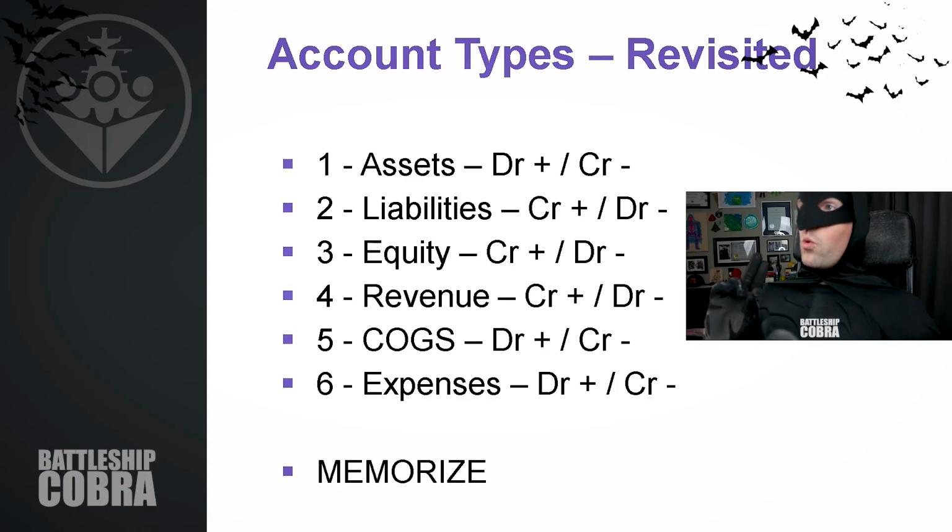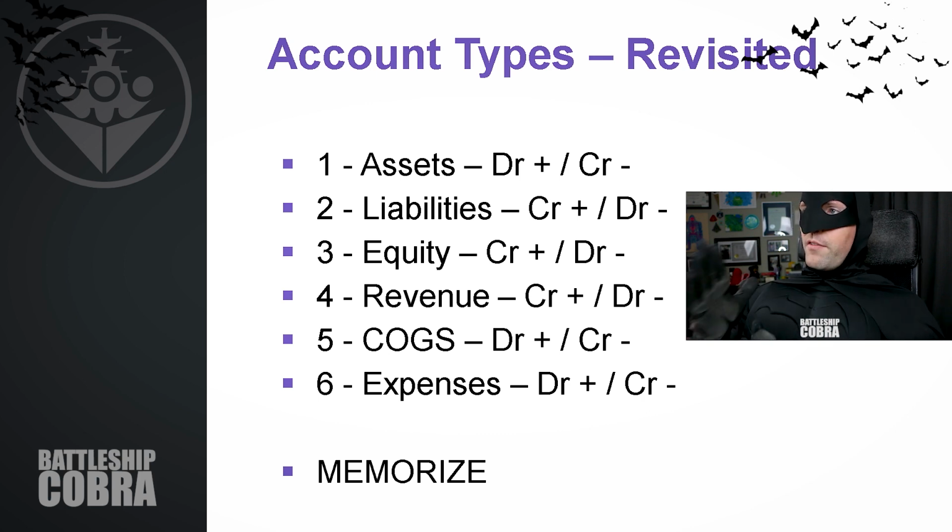Let's drill into this a bit more. Account types revisited. So we're seeing the same types of accounts with some expanded data here. I've added a little bit more information. So this is basically Accounting 100 broken down into one slide, effectively. There's no great way to learn this other than to really memorize it and to work with it and just write it down and look at it. But once you get this, you basically are an accountant.